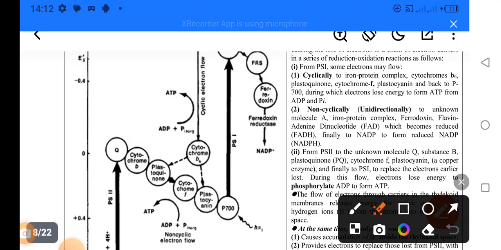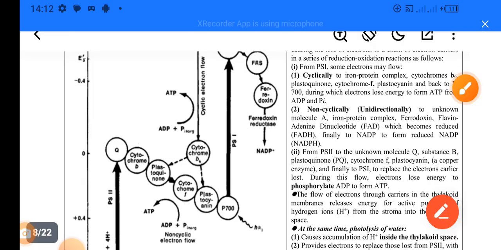Cyclic phosphorylation is the process in photosynthesis where light energy is used to generate ATP from ADP and an inorganic phosphate without the production of NADPH. It is also known as the cyclic electron flow, the part I'm showing here. It takes place in the thylakoid membrane.